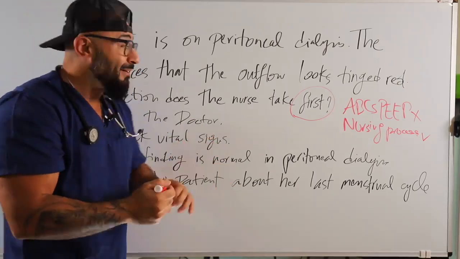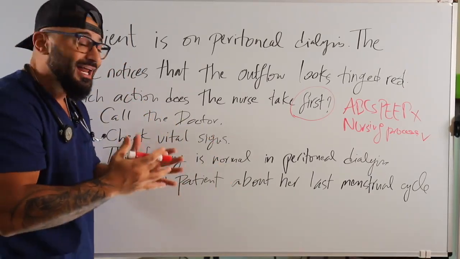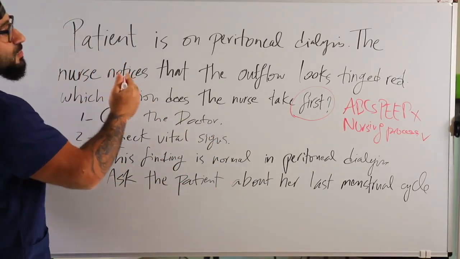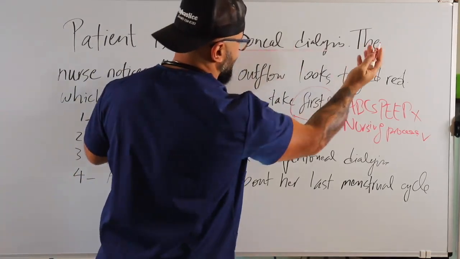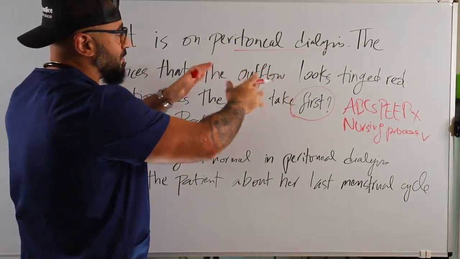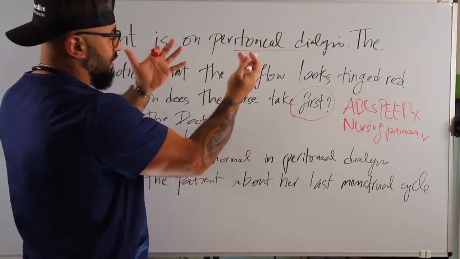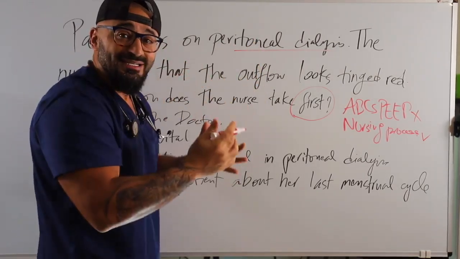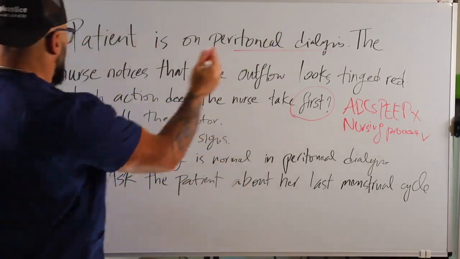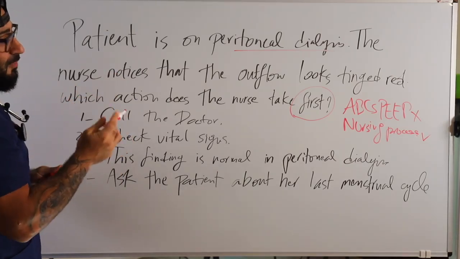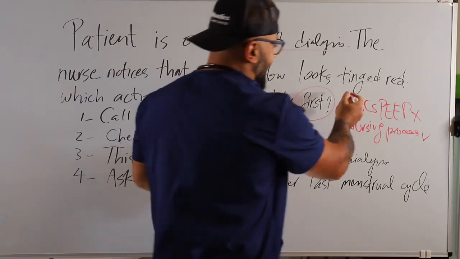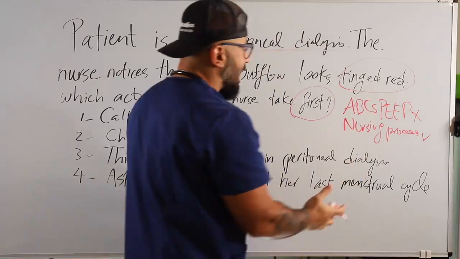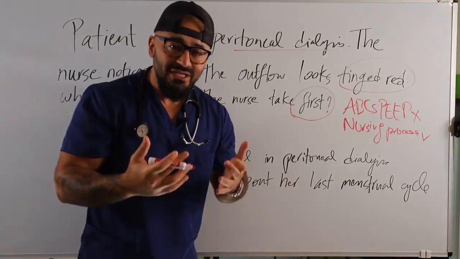Now before that, I'm going to read it for the second time and I'm going to highlight keywords, right? The patient is doing peritoneal dialysis. Of course, that's a keyword. That's like an easy keyword because it's obvious, right? Nursing diagnosis or the diagnosis of the patient, if there's signs and symptoms, if there's a drug, that is a definite keyword, right? So the nurse notices that the outflow looks tinged red, right? This is a sign, right? Tinged red. So why is the outflow tinged red?